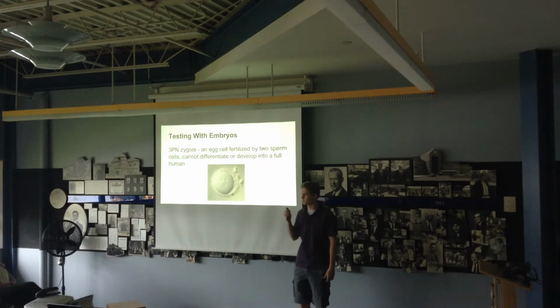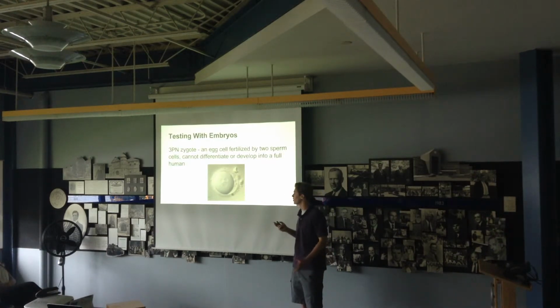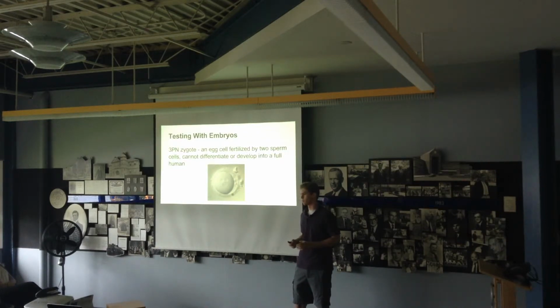So now they moved on to testing with actual human embryos. Now the embryos they're using come from what are called 3PN, or triponuclear zygotes. Triponuclear zygotes are basically what happens when an egg cell is fertilized by 2 sperm cells instead of just 1. So it ends up with an extra copy of its DNA.